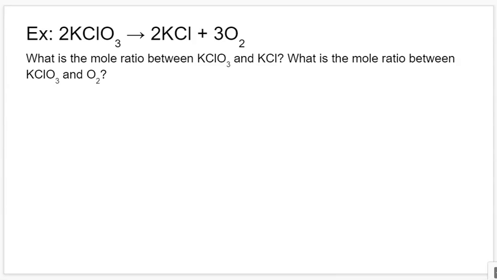So first off, let's talk about potassium chlorate, which is breaking down into potassium chloride and oxygen in a 2 to 2 to 3 ratio.